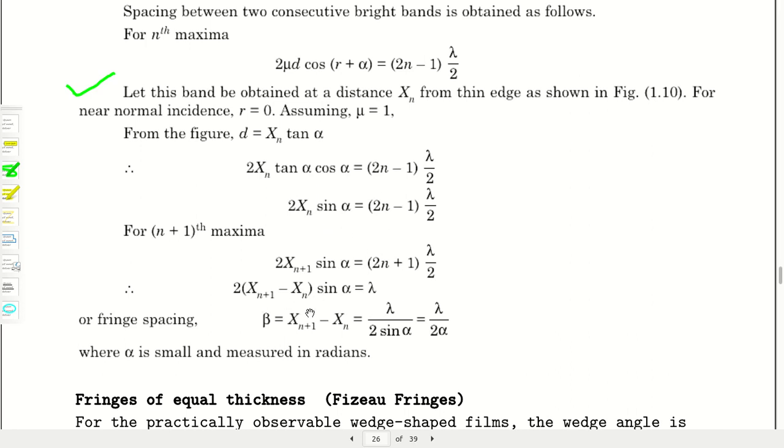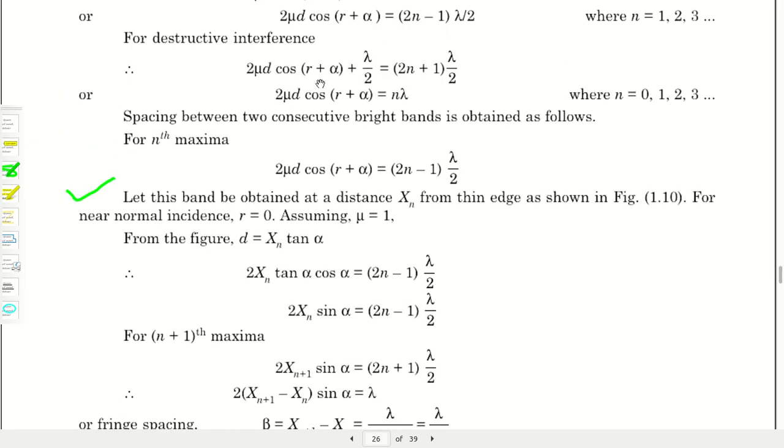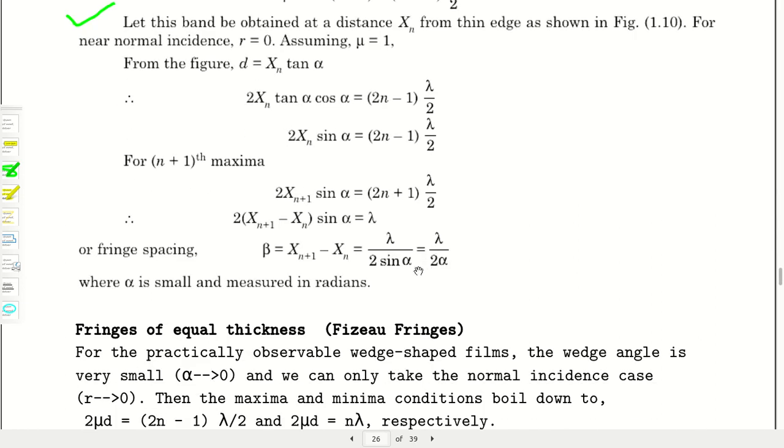Xn plus 1 minus xn will give you lambda by 2 sin alpha, which is the fringe spacing, that is the fringe width. It is done for the maxima condition, that is the bright fringes. Do it on your own using the minima condition written over here. You will reach the same point, that is lambda by sin alpha.